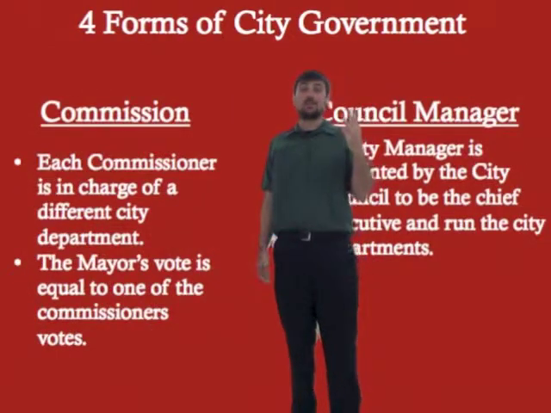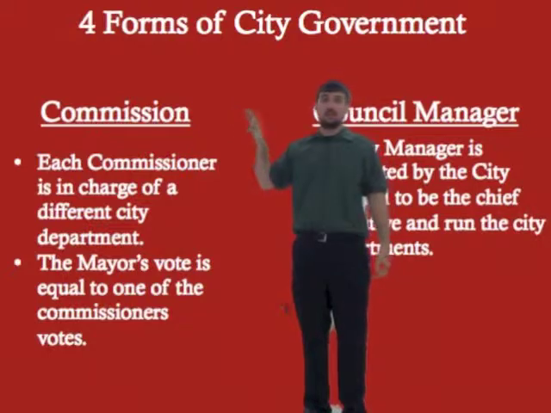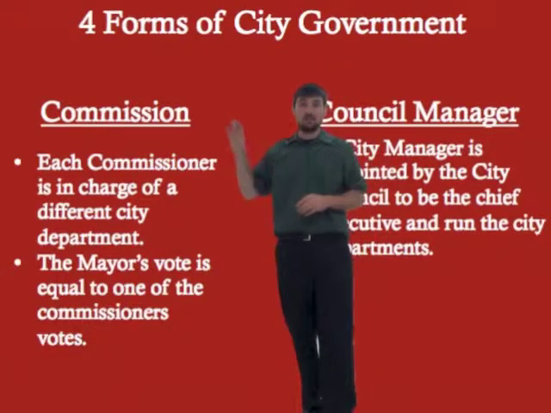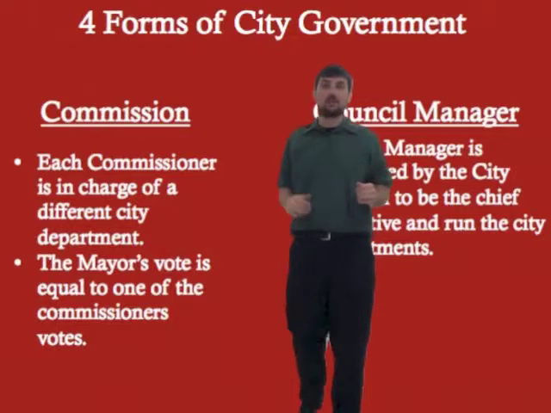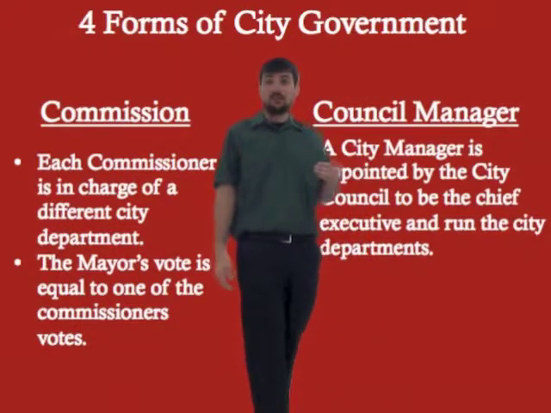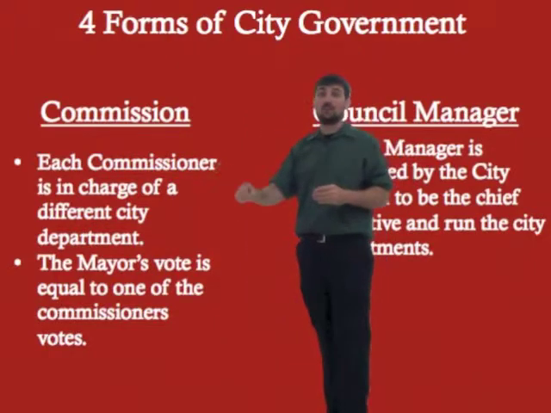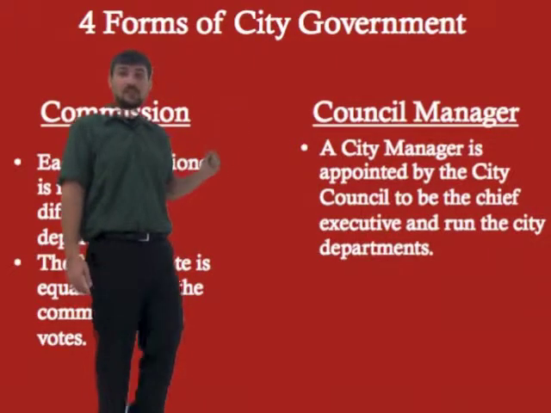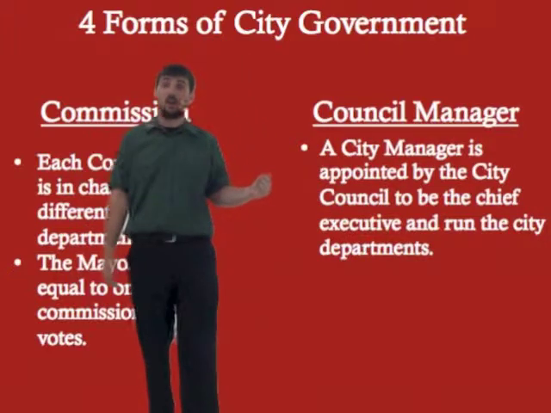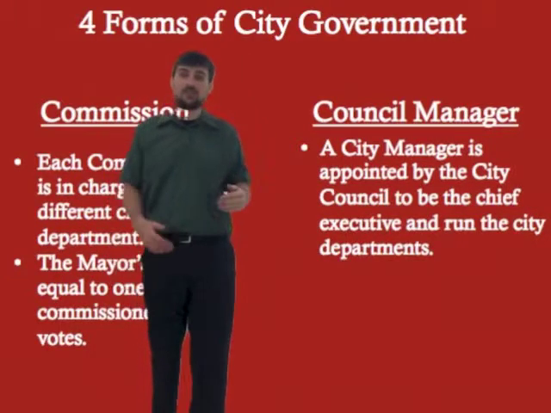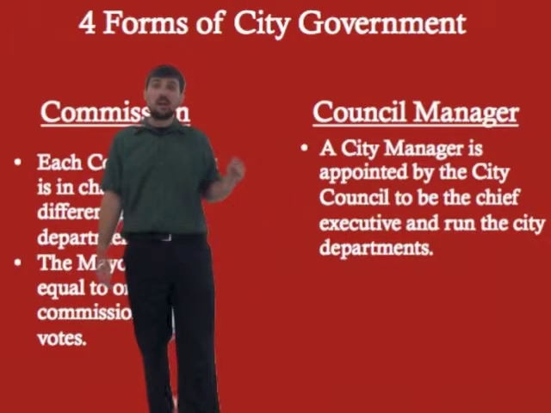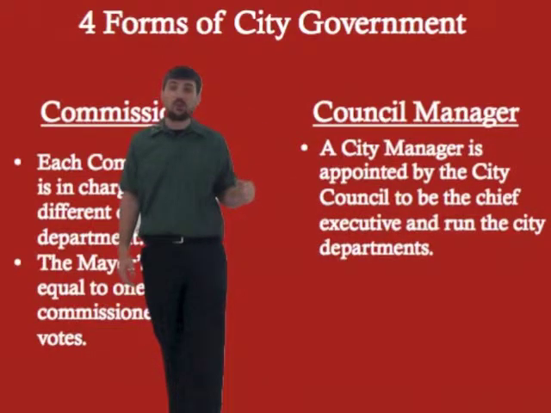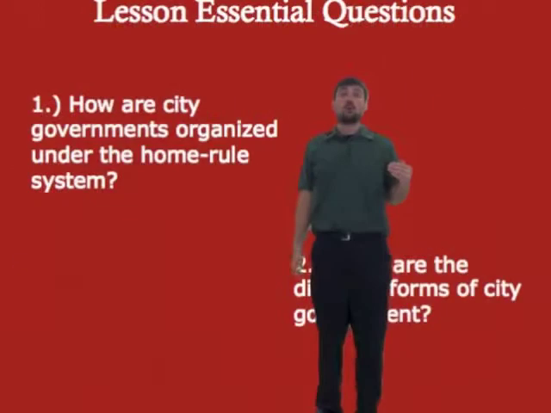The third form we are going to discuss for city government is the commission form. In the commission form, the commission is actually the executive and the legislative branch. Each commissioner on the board is in charge of a different department and running that department for the city. The mayor's vote is usually equal to the votes of one of the commissioners. In the council manager form, the fourth type, the city manager is actually given his job or her job by the city council. That means the city council is elected to be the legislative branch, elected by the people. And then they appoint the position for their executive, which is known as the city manager, who manages the city and runs the departments.